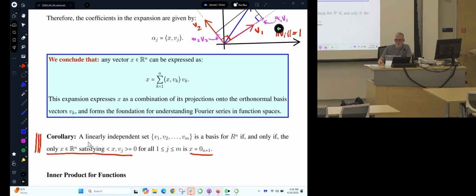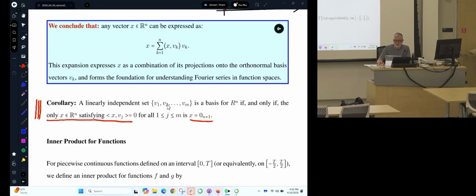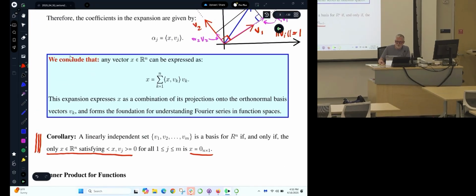Okay, so any vector in Rn can be expressed as the sum of x inner product with an orthonormal basis vectors times the basis vectors. Does that ring a bell a little bit from Rob 101? It's been a while since you've gone through that, so I understand it could be a little bit faint, okay?